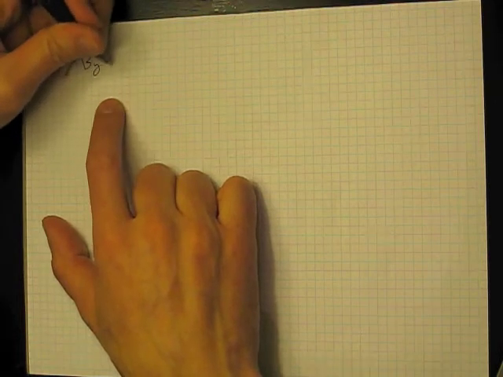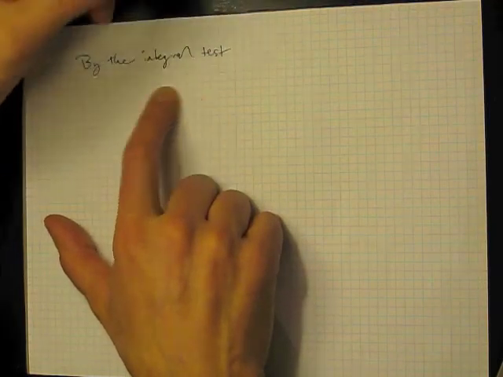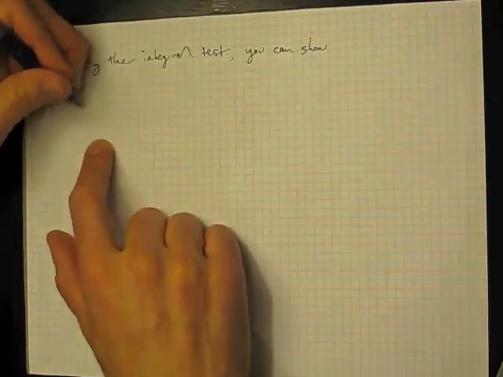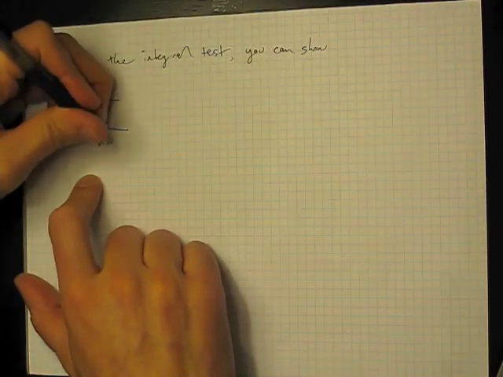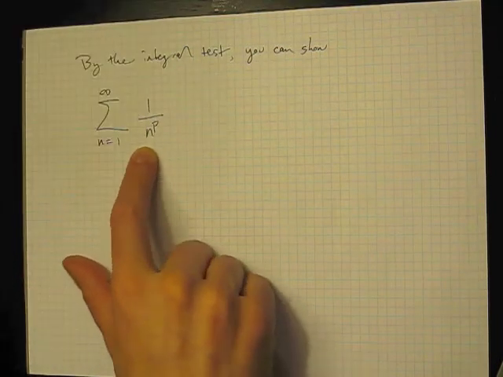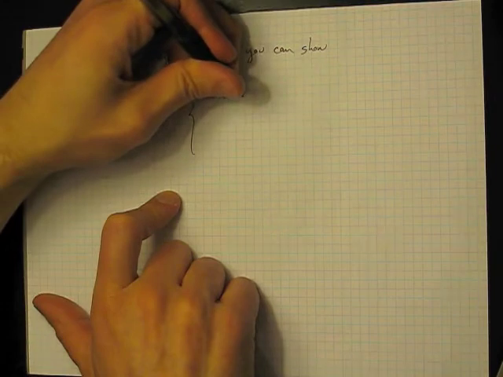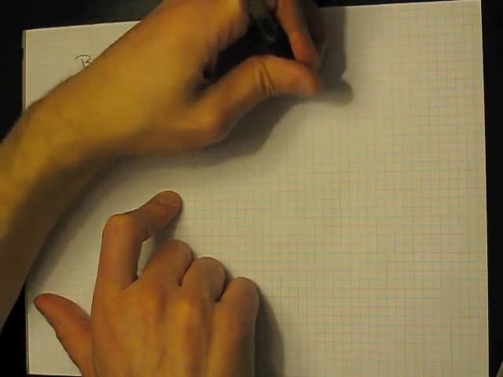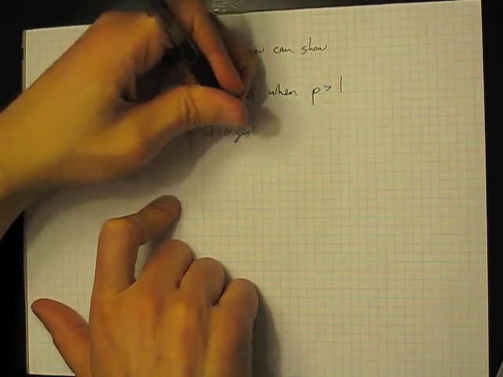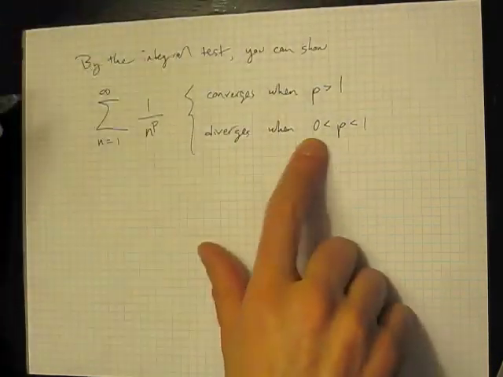By the integral test, you can show the following fact: that the sum, n goes from 1 to infinity, of 1 over n to the p power converges whenever p is bigger than 1, and it diverges when p is less than 1 and positive.